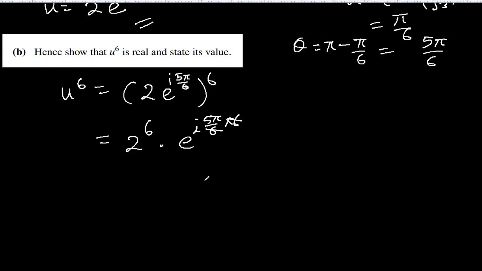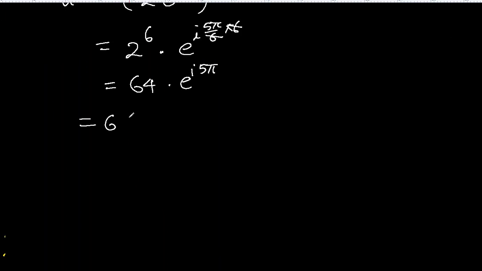6 and 6 cancel. So we are left with 2 to the power 6, which is 64, e to the power i 5 pi. If we put 64 e to the power i 5 pi in a calculator, it gives you -1. Answer will be -64. If your calculator shows data error or does not accept this, alternately you can do this.